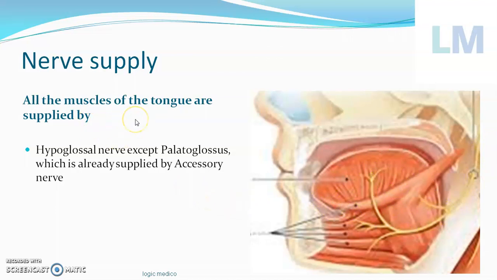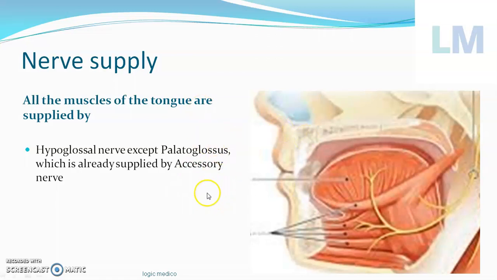Any damage to this nerve results in paralysis of the tongue muscles. Obviously it results in non-articulation of words, lingual words like la, ta. The person cannot pronounce these words properly.